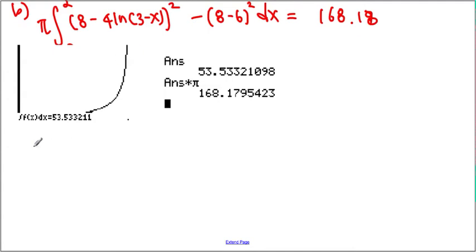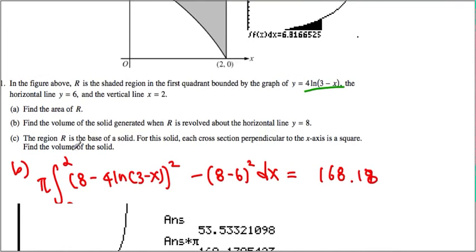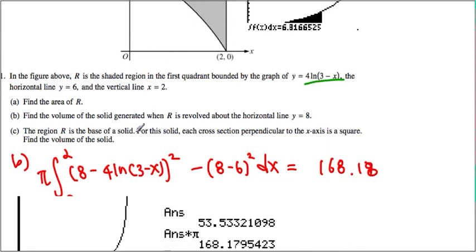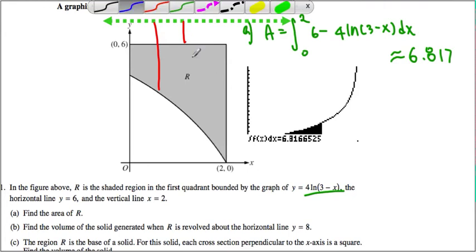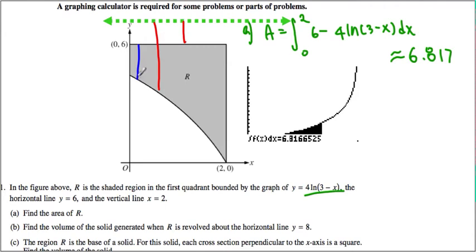All right, now let's go for part C. Part C: the region R is the base of a solid. For this solid, each cross section perpendicular to the x-axis is a square. So we have a square coming up. That means if I have this as a base, and I'm trying to draw some 3D squares, hopefully you can visualize that. So these are squares coming out of the screen.